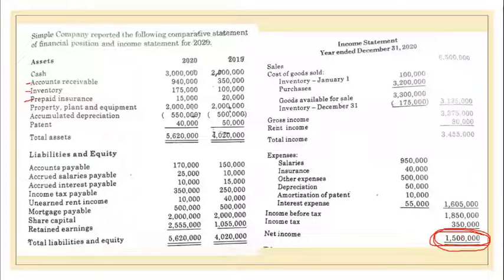And then, the same would apply to your liabilities. So, you have here your accounts payable, accrued salaries payable, accrued interest payable, income tax payable, unearned rent income. So, these changes are the differences, right? So, that is it.